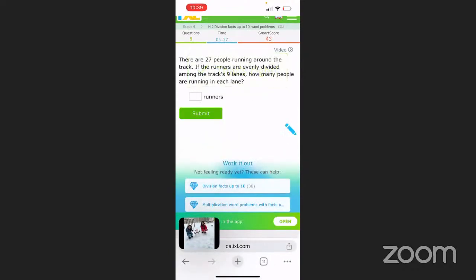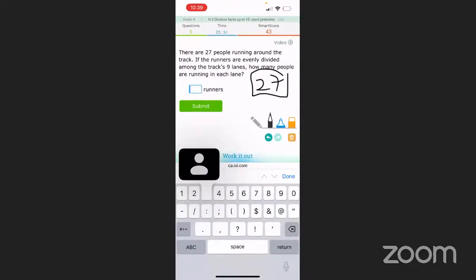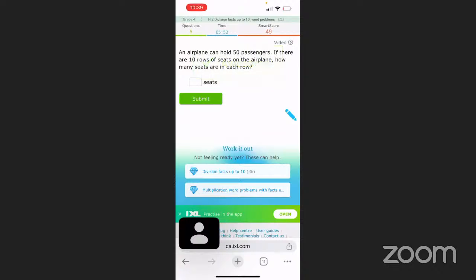Okay? Yes, Abdullah Zishan, can you do this one? There are 27 people running around the track. If the runners are evenly divided into 3, what's the answer? The answer is 3. Good. Okay, without me drawing it, Naila, can you tell me the answer?